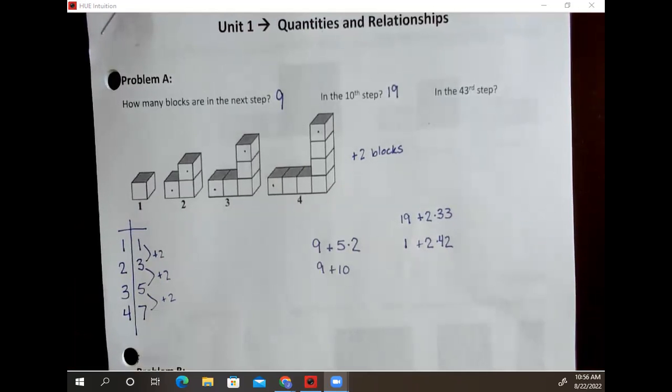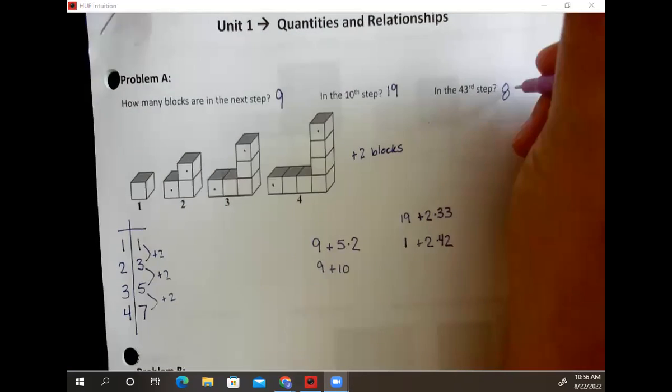How many blocks should we expect in that 43rd step? What'd you get? However you approached it, you should have gotten the same number. I'm sorry, it's just hard to hear you guys over the air. What'd you get? 85? Yeah, 85.